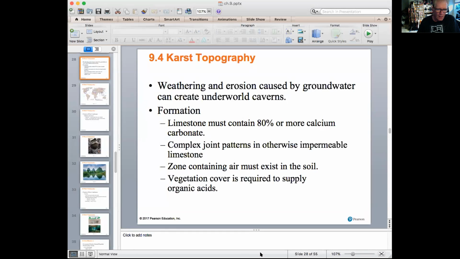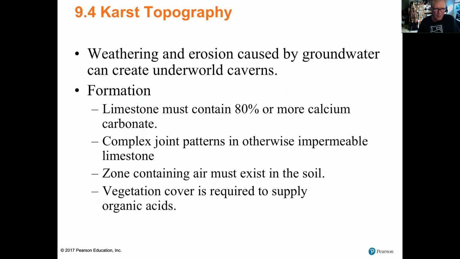Okay, now we want to talk about a special type of landscape that results from weathering, and this is called karst. And karst is a calcium-heavy type of environment where, over time, it starts to be eroded and eaten away by chemical processes or other types of weathering. And it can be by groundwater, usually by groundwater. And what it does is it creates these underground caverns.